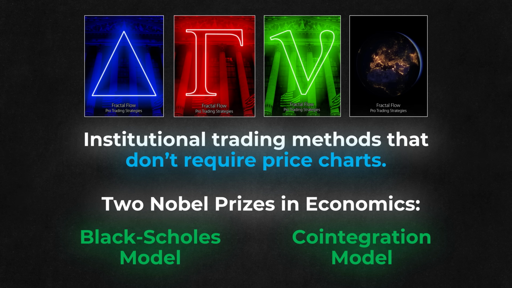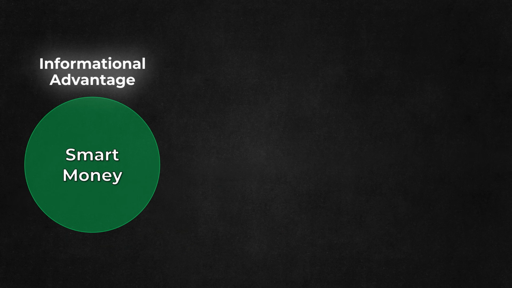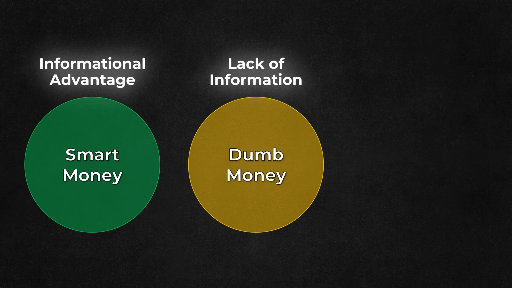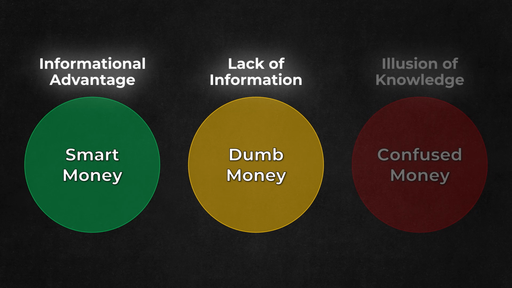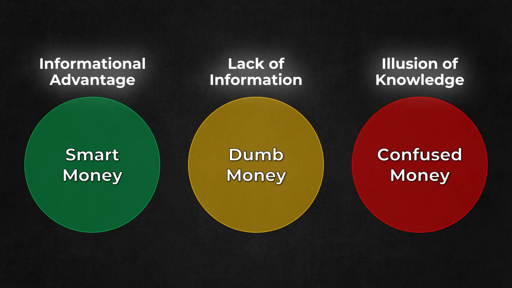and the co-integration model. Before social media, the distinction between smart money and dumb money was clearer. The smart money was the set of traders with an informational advantage, and the dumb money was the set of traders with lack of information. Social media amplified a third category, which I like to call the confused money. These are the traders who have the illusion of knowledge, so not only they don't know what they're doing, but they are also arrogant about it.